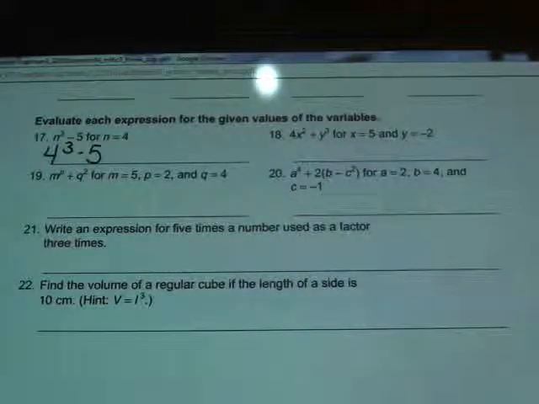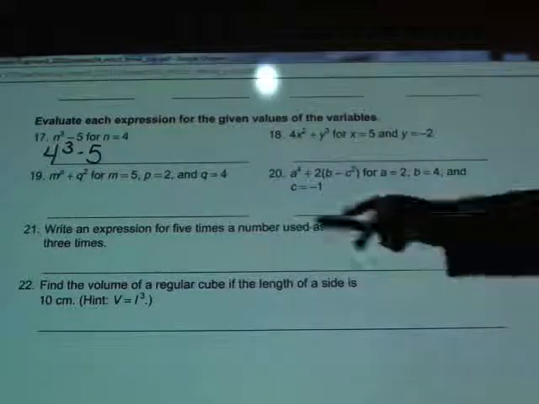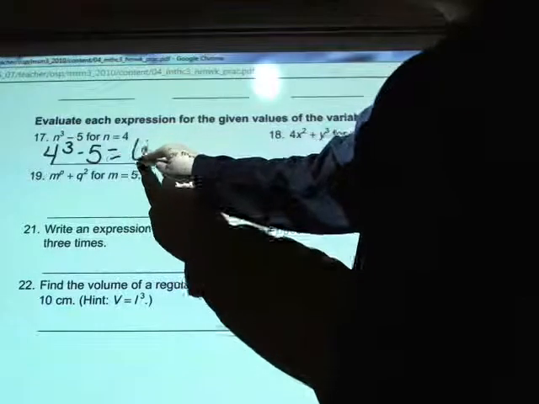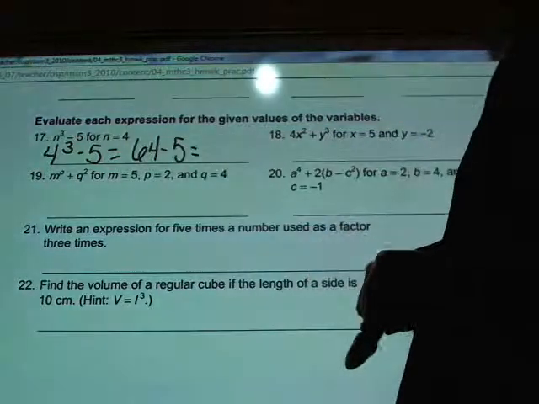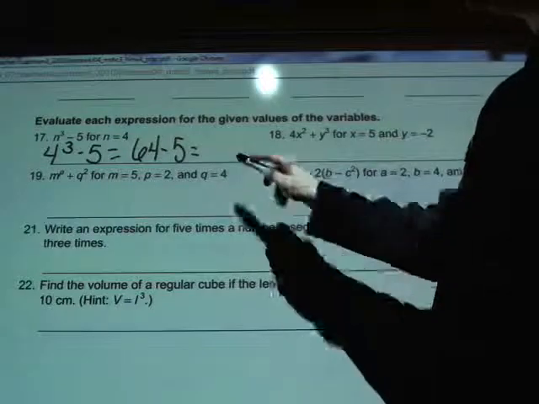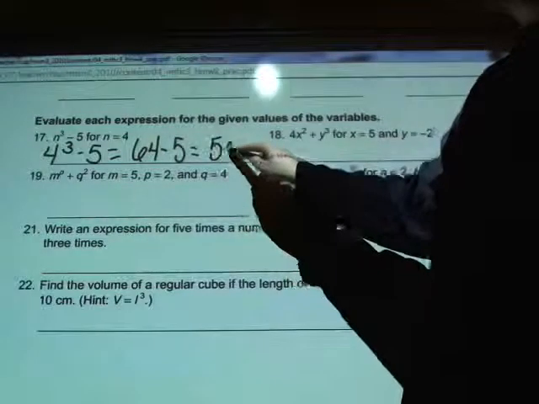Remember, the only thing that comes before exponents in order of operations would be parentheses. So exponents first here, so 4 to the third power. Well, we did that problem a minute ago just with negatives. 4 to the third power is 64. And so this is going to change into 64 minus 5. And 64 minus 5 is going to be my solution. 64 minus 5, that's going to change into 59.